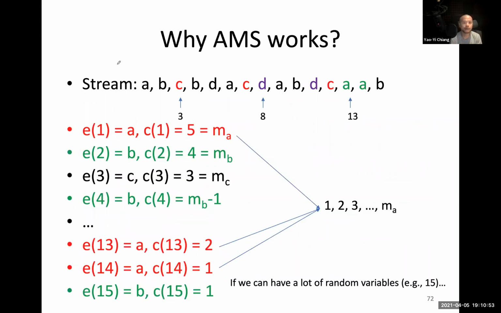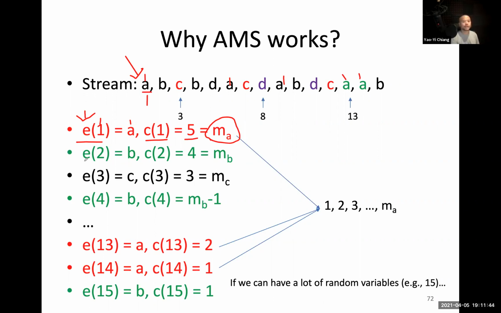So if you start from the beginning, let's say you have enough random variables, you have unlimited memory space, you can create unlimited random variables. Let's create a random variable at every position. So your E1 will be A, right? The element at position 1 is A. What will be your C1? The number of occurrence of the element at location 1, A, will be 1, 2, 3, 4, 5. And this is actually your MA, right? This is the number of occurrence that A appears in the data stream because your counter was introduced at the first time when you see A.